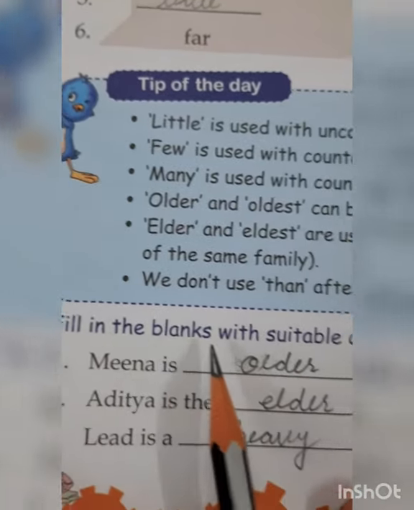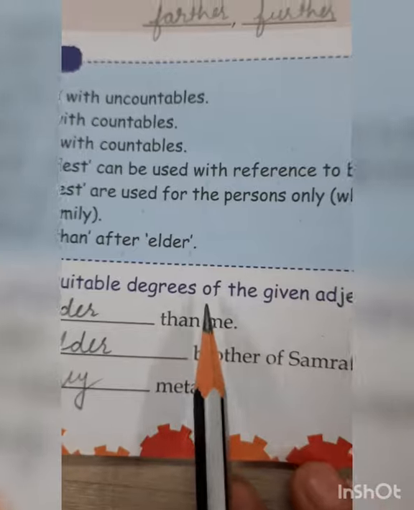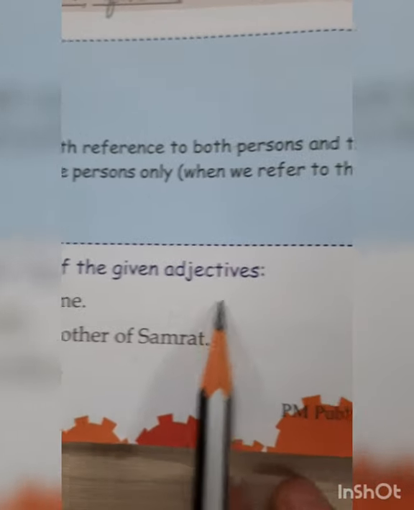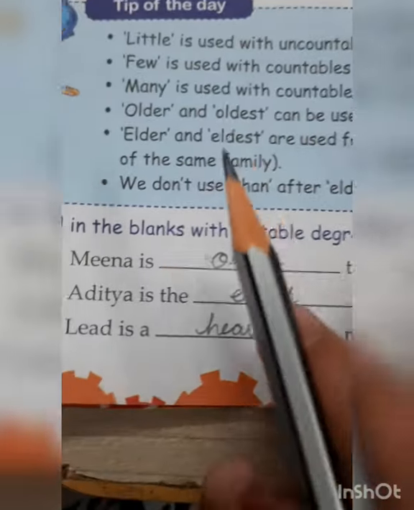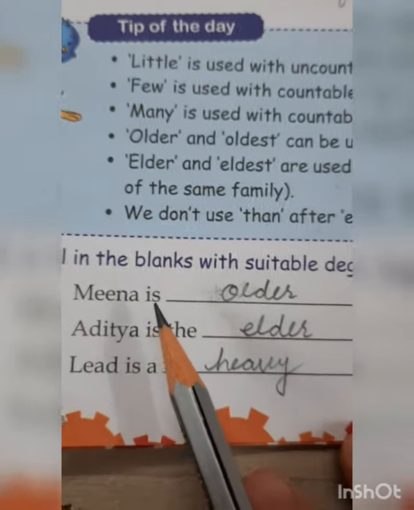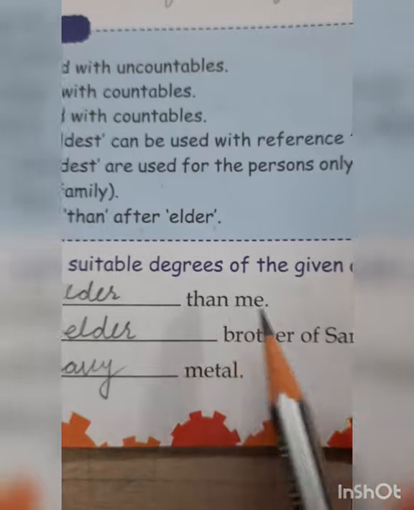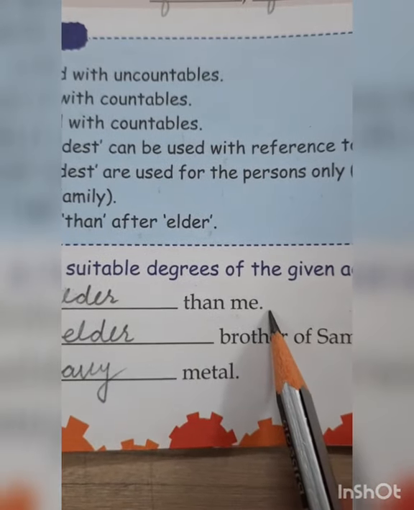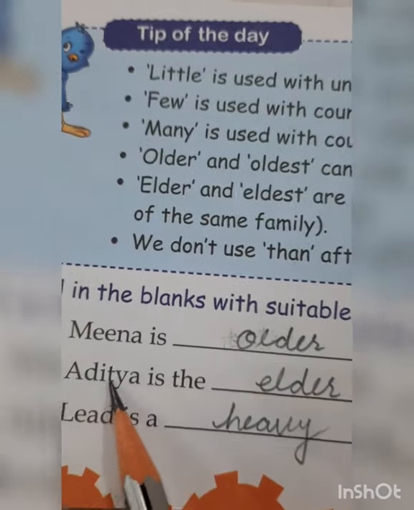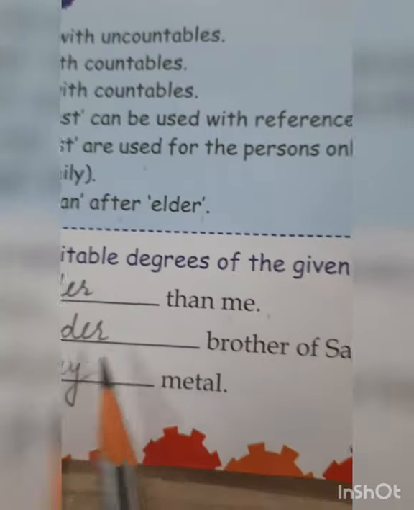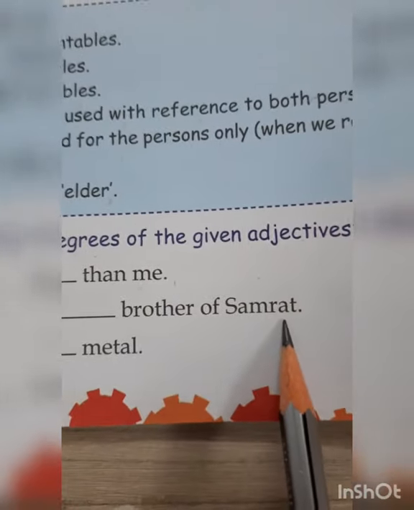Now fill in the blanks with suitable degree of the given adjectives. We have given adjectives here, and we have to fill in the blanks with the help of these adjectives. First, Meena is older than me. Now, Aditya is the elder brother of Samrat.